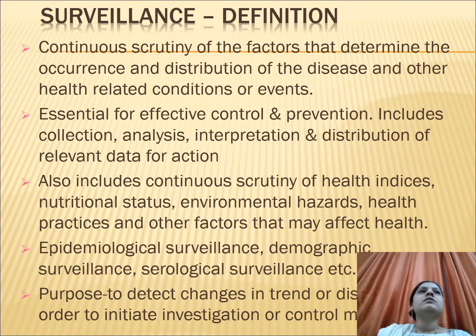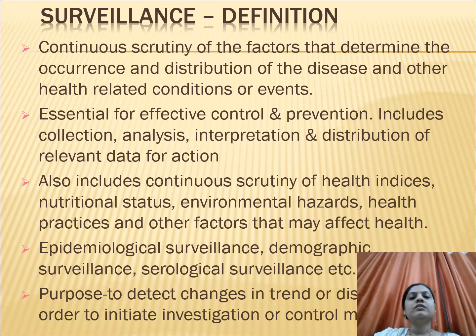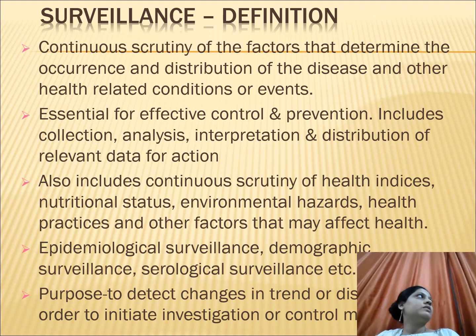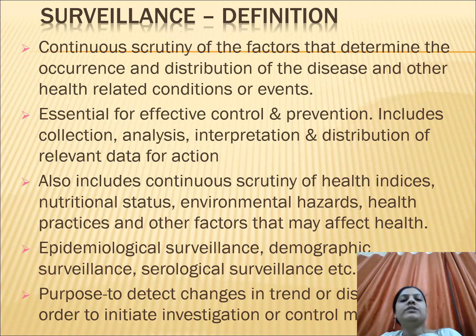Now what is surveillance? So apart from controlling the disease amongst the cases, rodents and fleas, what is important is the surveillance. What do we mean by the term surveillance? Continuous scrutiny of factors that determine the occurrence and distribution of disease and other health-related conditions or events. It's essential for the effective control and prevention. It includes the collection, analysis, interpretation, and distribution of relevant data for action. This is the definition of surveillance.